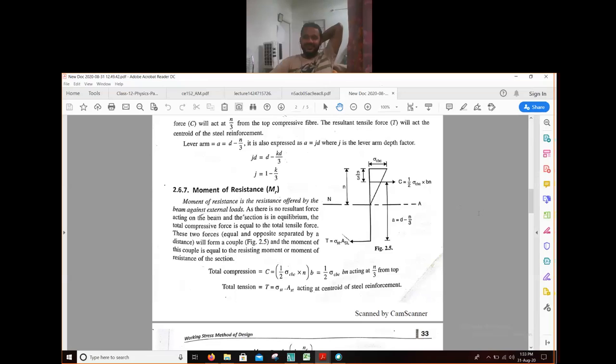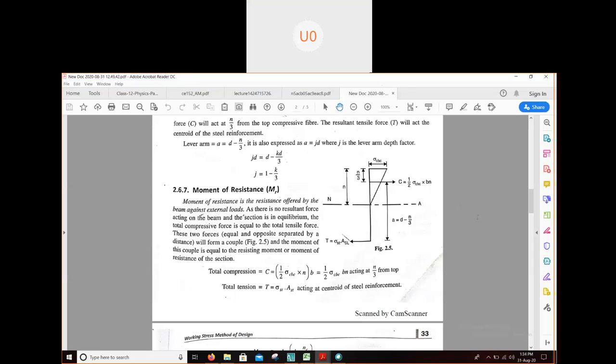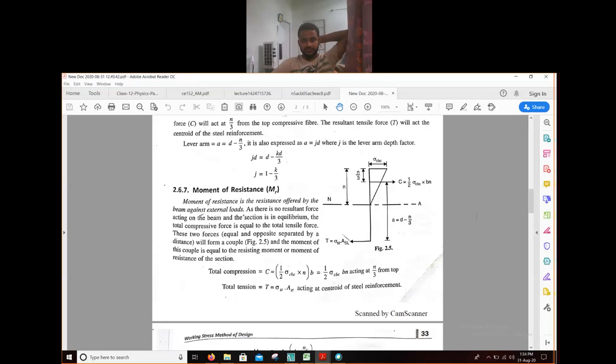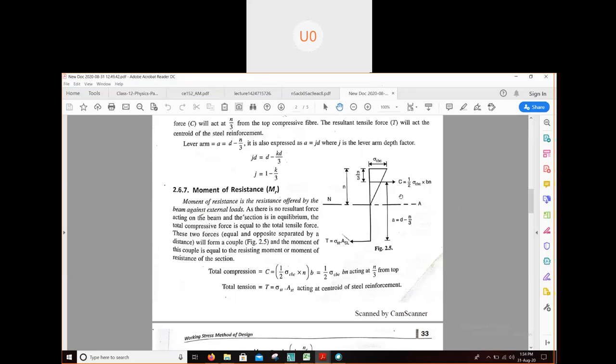Okay, so sir, force into distance. Good. So the simple formula is: bending moment is force into distance. So here we have two forces, either tension or compression. And which distance do we have to consider to find out this moment of resistance? Anyone? Can you tell me which distance we will consider to find out moment of resistance?